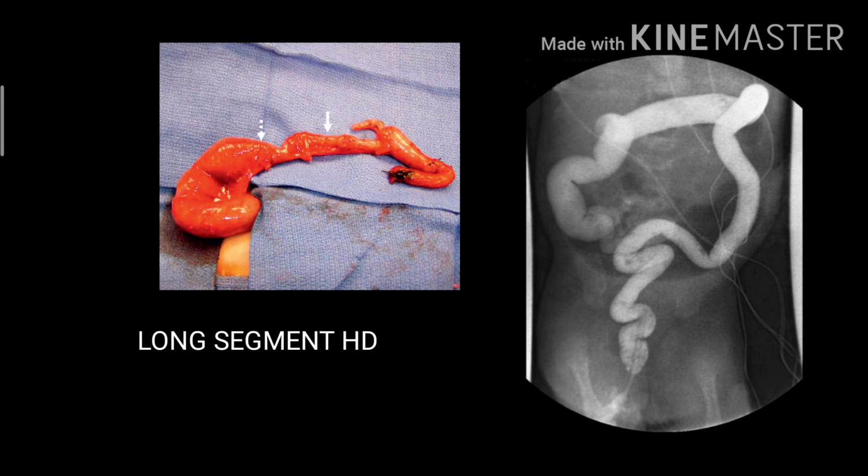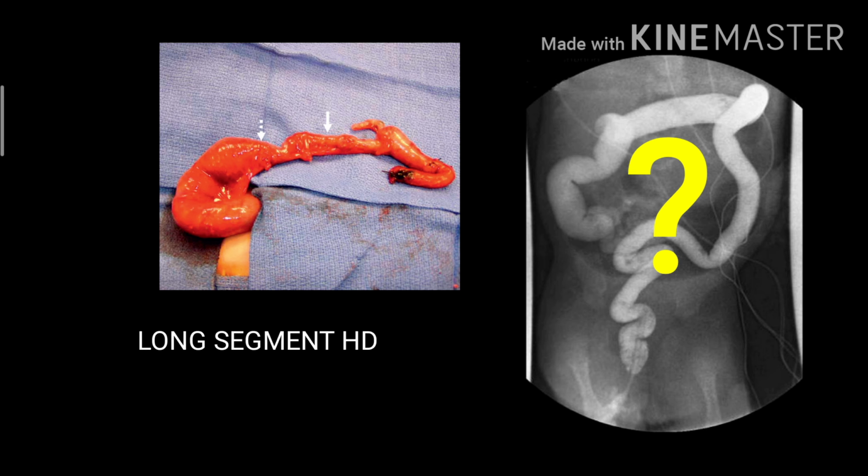Now coming to long segment Hirschsprung's disease. In long segment Hirschsprung's disease, what happens is that there are no ganglion cells in the bowel, in the colon. The ileum is dilated and there is a classical question mark sign. The bowel will not be fully developed, the mesentery will not be fully developed. There is a classical question mark sign.